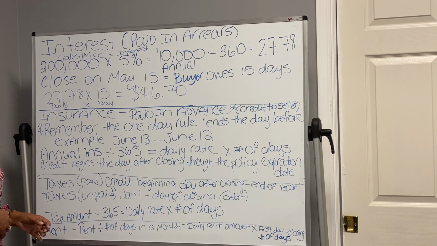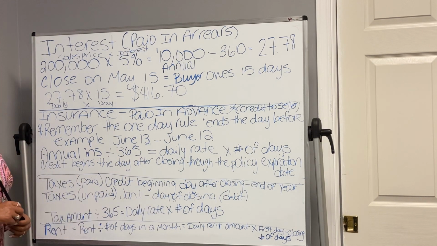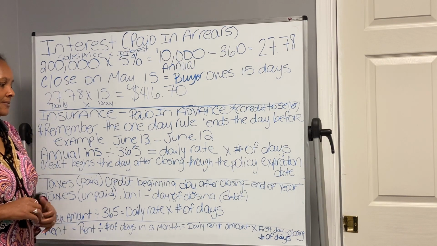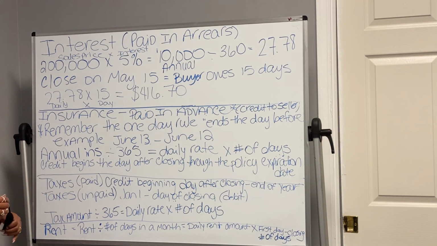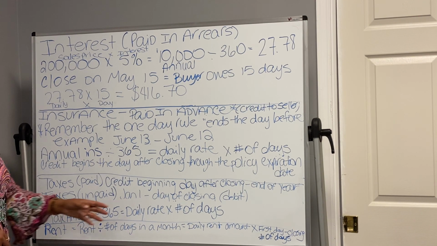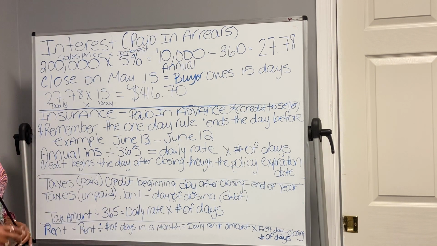We're gonna get the tax amount. We're gonna divide that by 365, again, to get our daily rate. And we're gonna multiply it by the number of days. That's gonna give us our taxes. And we're gonna take our tax bill. Let's say it's $1,000. We're gonna divide it by 365 days to get our daily rate. And then we're gonna get our number of days that the seller is either responsible for or is going to be credited for.